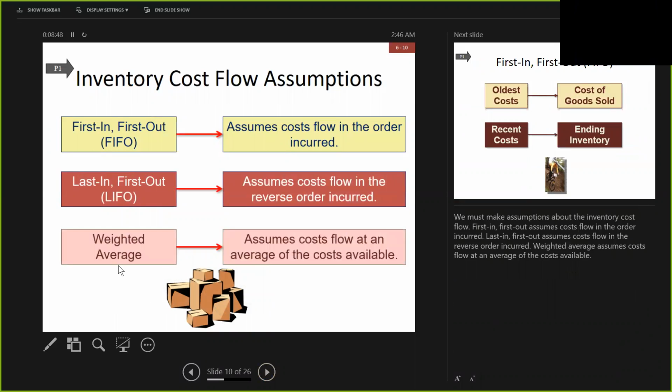So here's a couple of choices for cost flows. We can have FIFO, first in, first out. It's probably the most logical because it assumes that the costs flow in the order incurred. So whatever you took in first is the one it assumes that you took out of inventory. Last in, first out, LIFO, is the reverse order. So when we sell something, we're going to take out the last one that we put in.